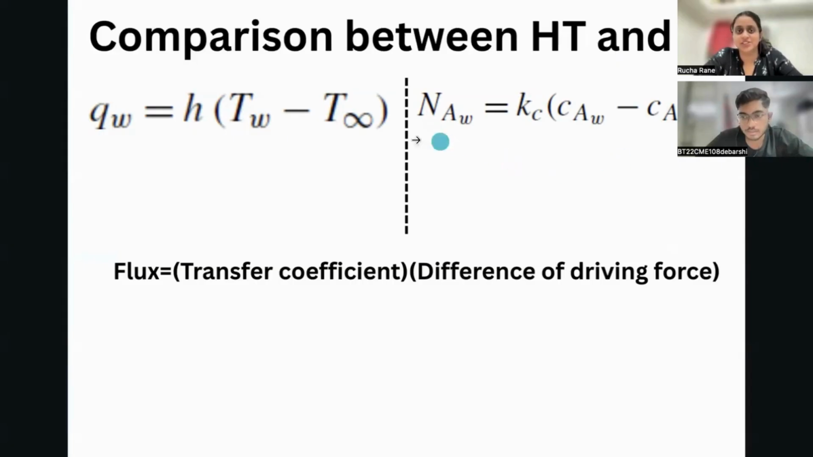Another fun fact is this law is also called Newton's law of heat transfer, and the latter equation is called Newton's law of mass transfer. So basically, Newton's law is also a similarity between heat transfer and mass transfer.